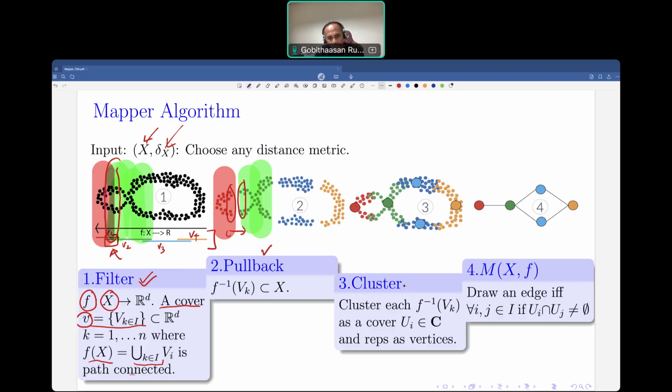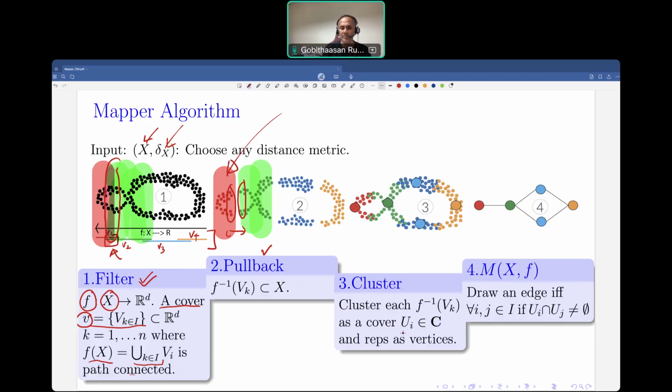The next step is clustering. Each cover is considered as a data point, you can assume it's like a sub data point. Taking the data point, you do a standard clustering. You have learned clustering. You can do any type of clustering and do clustering for all those covers.